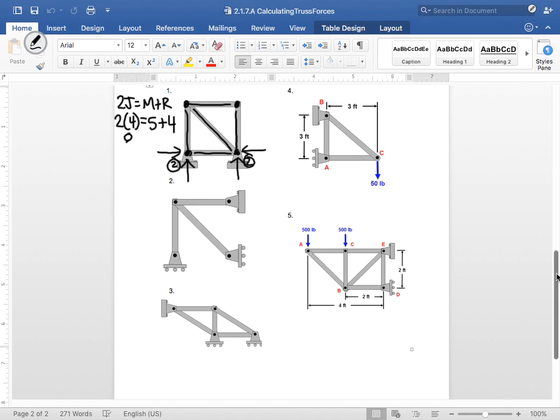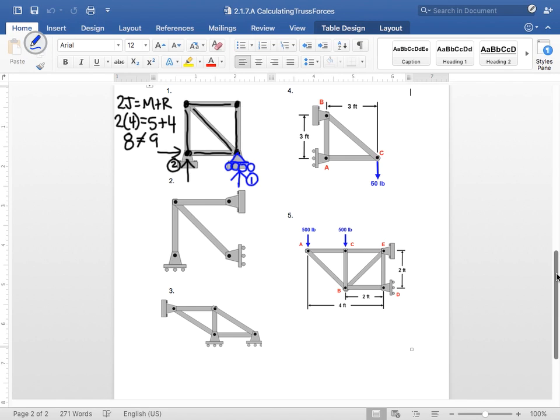So 2 times 4 is 8, and 8 does not equal 9. So this truss is statically indeterminate. So we've shown that it's statically indeterminate. We now need to fix it so that it would actually work. So I think the easiest thing to fix on this one would be to make this side into a roller, so that it would only have 1 reactionary force.